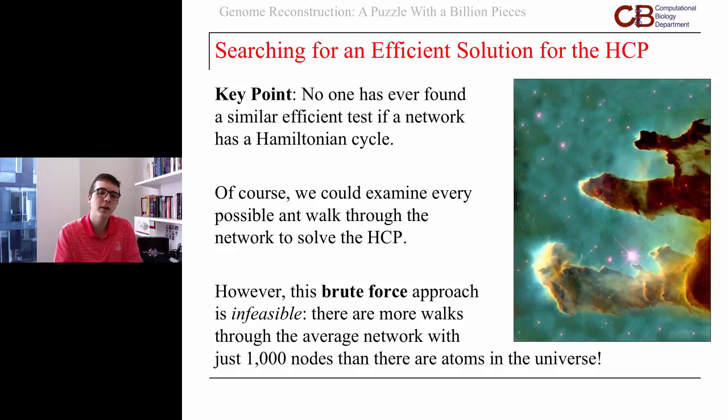And the reason is because there are more walks through the typical network with just 1,000 nodes in it than there are atoms in the universe. So this might work for a small network, but as soon as we go to a larger network, this idea simply won't work because there are just too many possibilities to consider. It doesn't matter how fast our computer is. There are too many possibilities to consider, essentially.